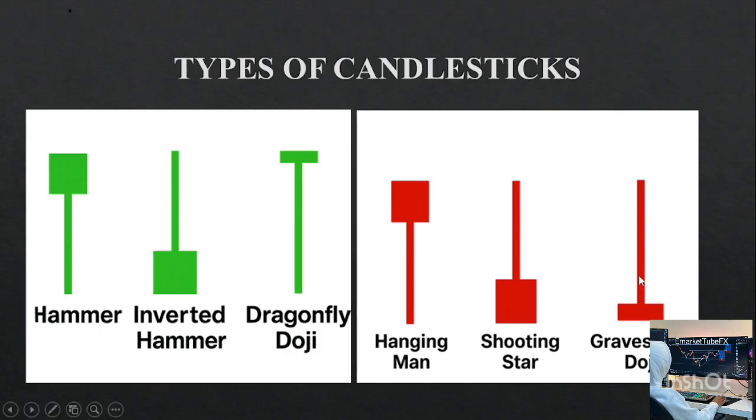Now let's come here. So this is the shooting star. We'll dive more into the pattern and you will understand. We'll keep making reference to it. So let's move on. And remember, you are with E-marketTubeFX. Do not forget to subscribe, like, and share.